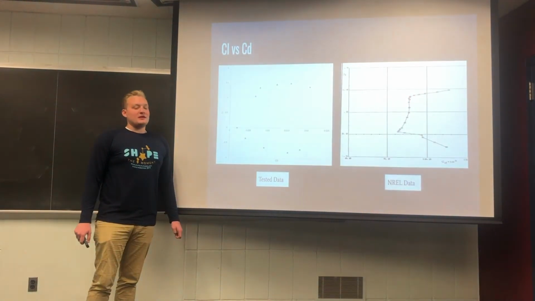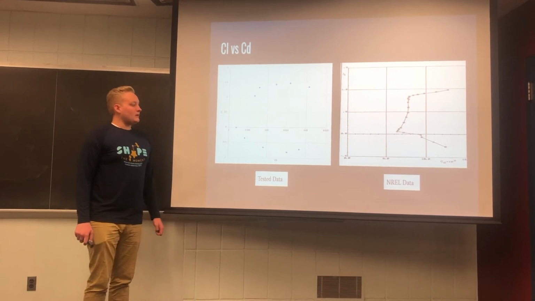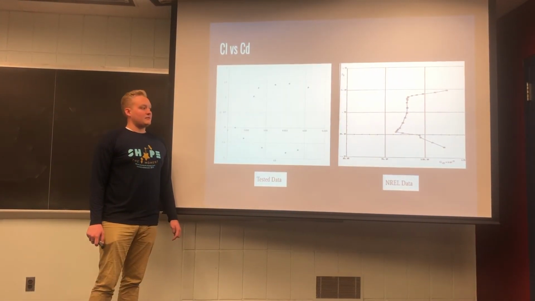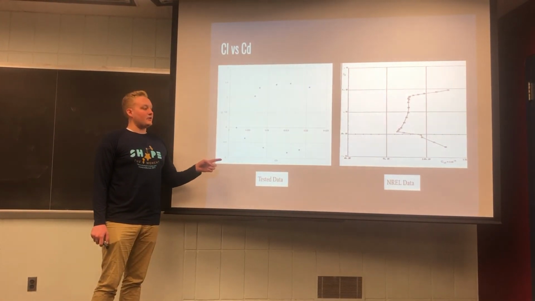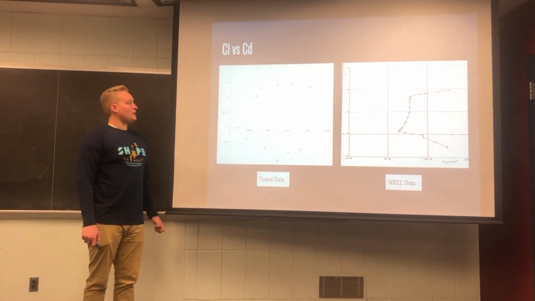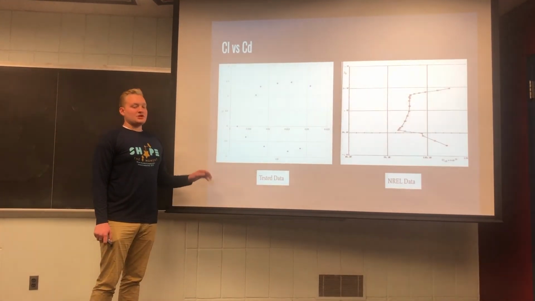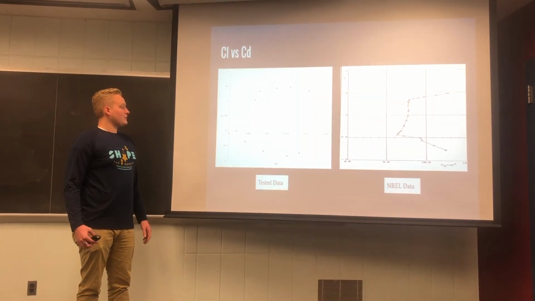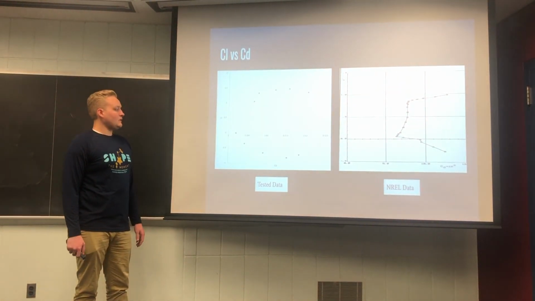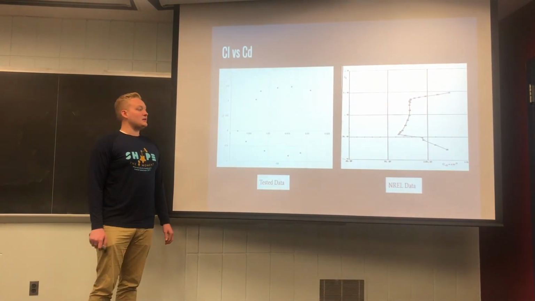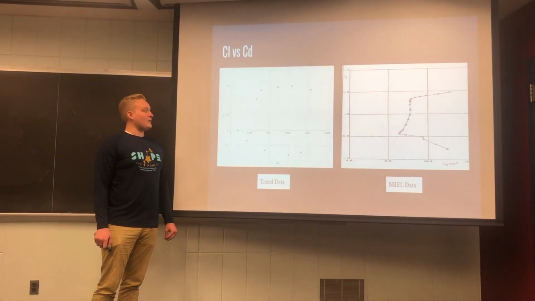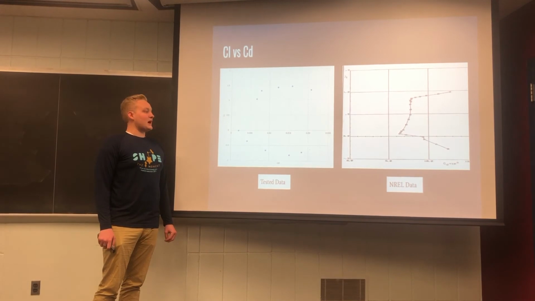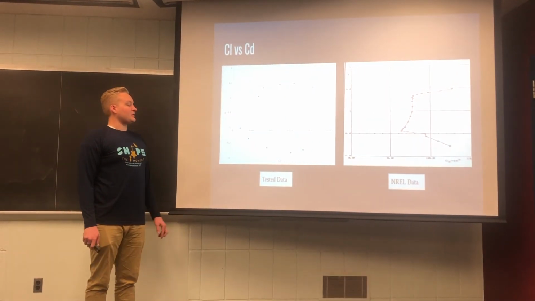Then we plotted CL versus CD. Again, you can see that on the left is our data, and on the right is the NREL data. Both of them have the same general shape, as well as a local minimum, again, around 0 CL. It should be noted that the range of CD is similar between both of them. However, the range of CL is higher for our data than it is for the NREL data.